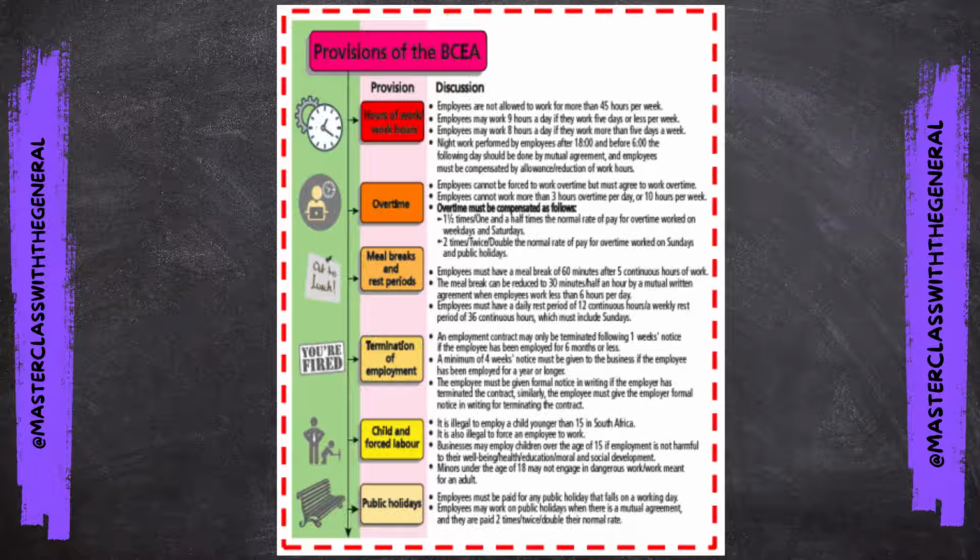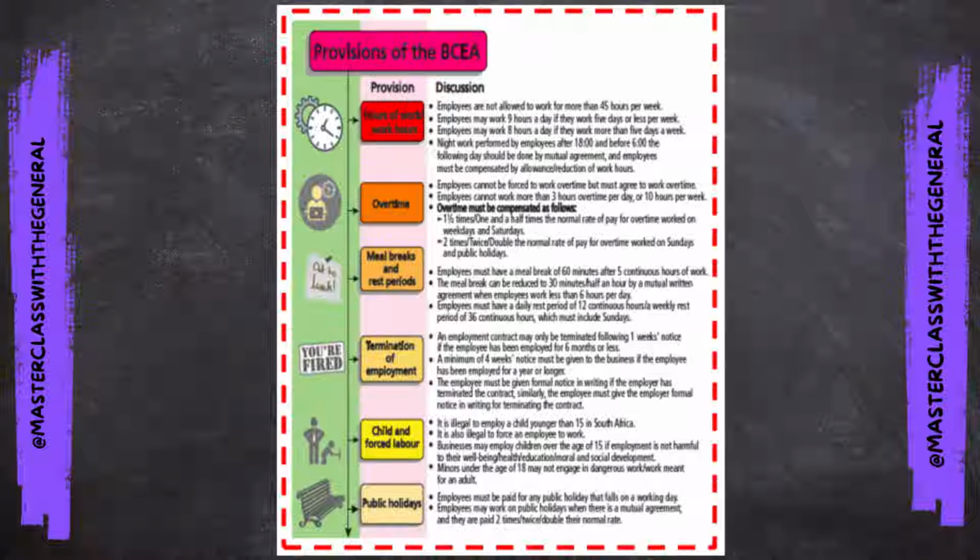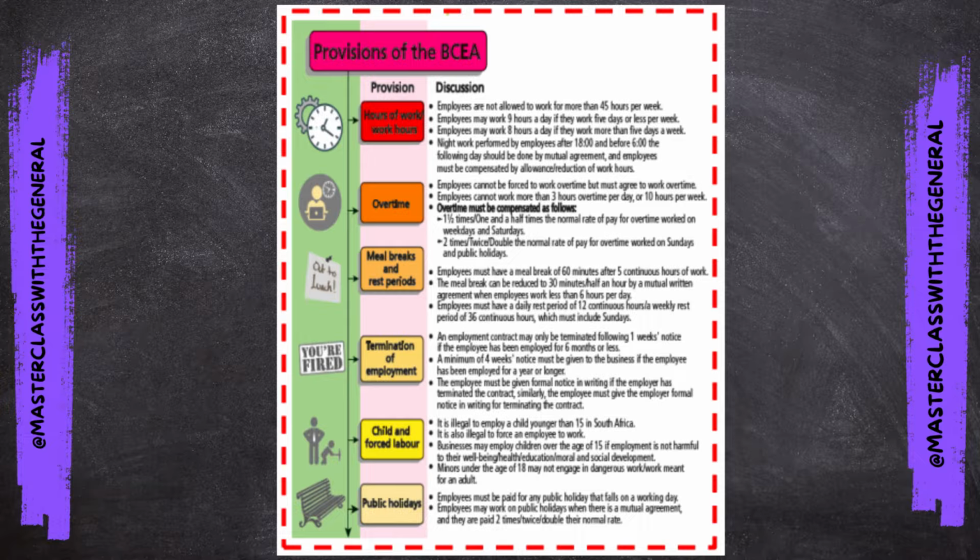An employment contract may only be terminated following 1 week's notice if the employee has been employed for 6 months or less. A minimum of 4 weeks notice must be given to the business if the employee has been employed for a year or longer. So this governs when an employee wants to leave. Remember, the business cannot just terminate a contract. So the employee also cannot just terminate and walk away.